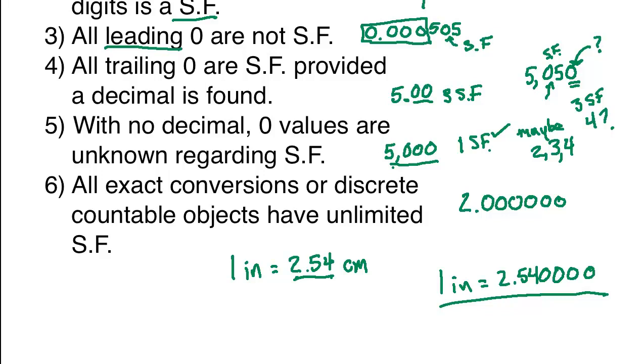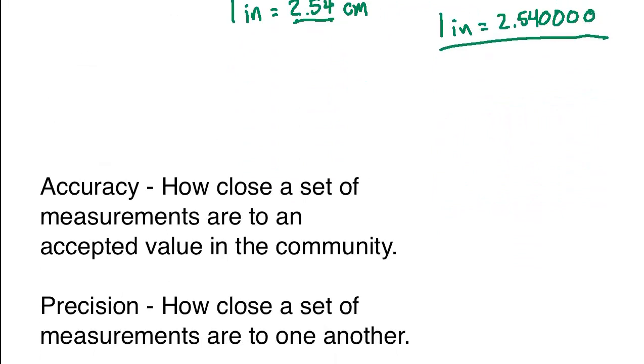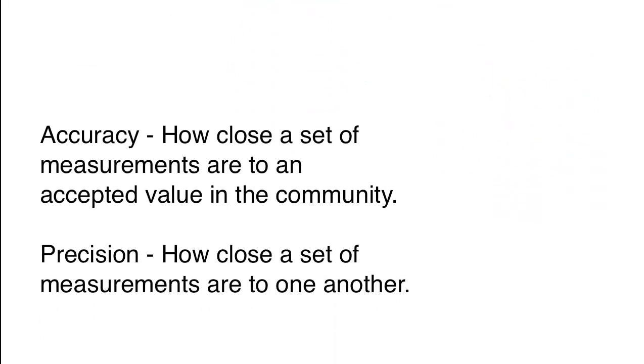Now, obviously, when we get to our testing portion, we will be testing you on those, so make sure you're comfortable with that. All right, now let's briefly talk about accuracy and precision here. So accuracy is how close a set of measurements are to an accepted value in the community, usually a scientific community. All right, so if you want to say my results are accurate or my data is accurate, you need to have an accepted or a known value that is comparable.